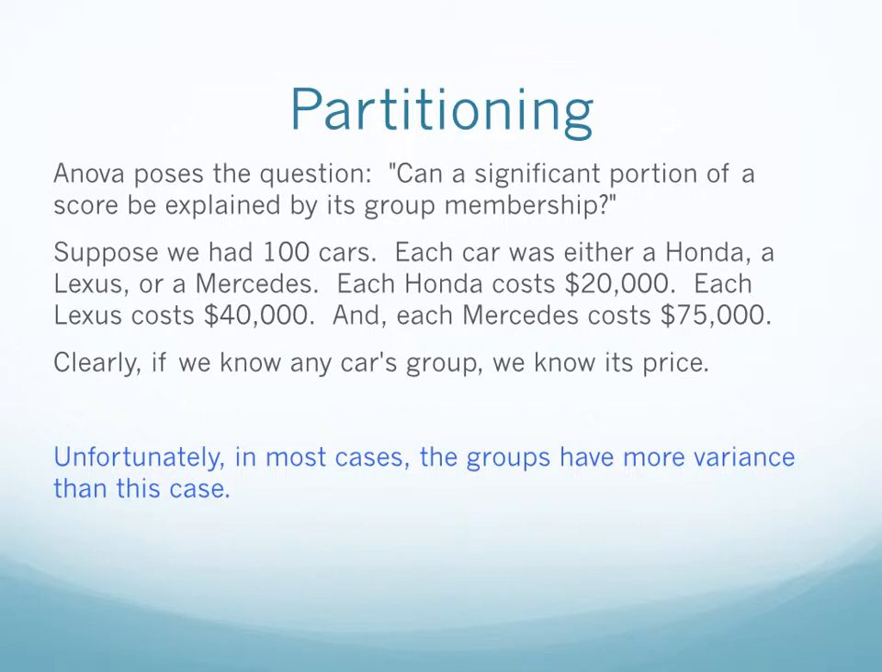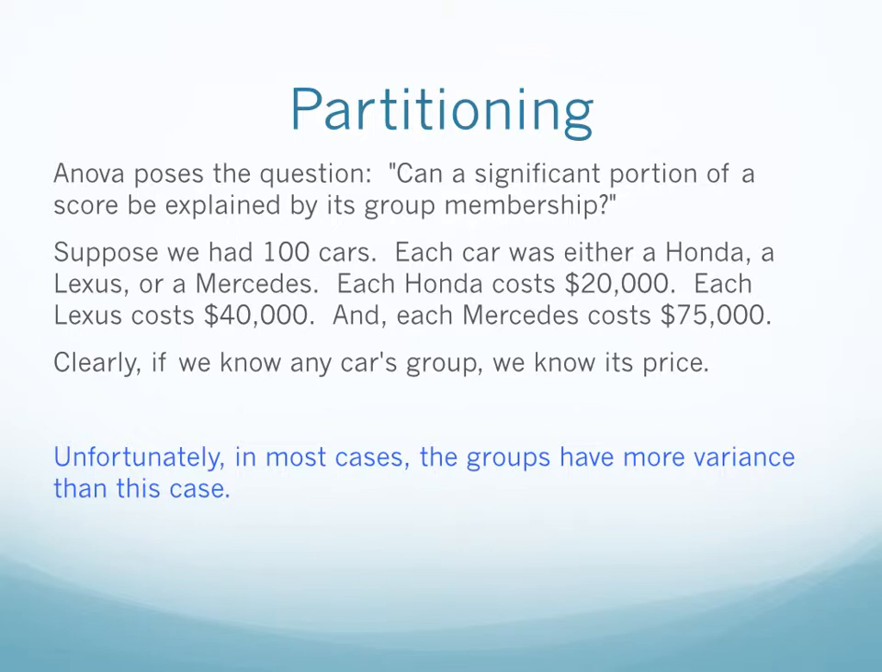To illustrate this, assume we had 100 cars, and each car was a Honda, a Lexus, or a Mercedes. And every Honda cost $20,000, and every Lexus cost $40,000, and every Mercedes cost $75,000. Well, in this case, if you knew which group the car fell into, you would know its price. Even though there's variance across the total population, there's no variance within the group. So knowing the group would give you a perfect indication of what the car's price is.